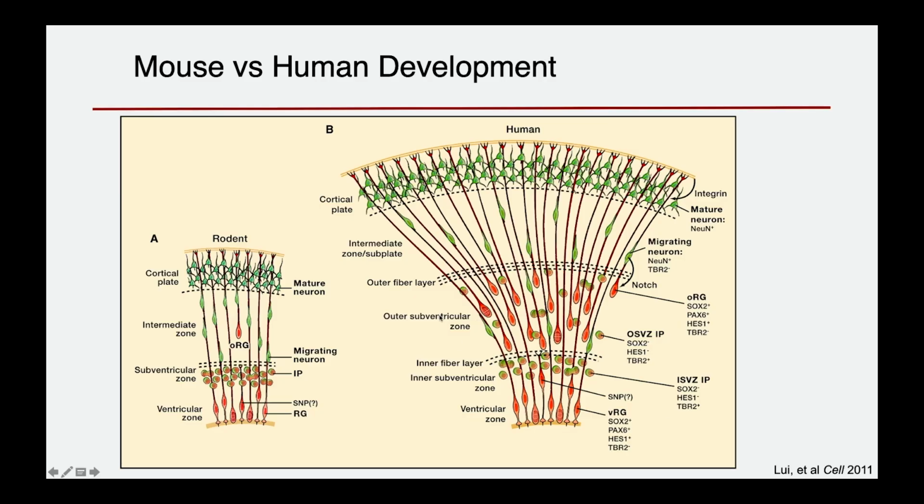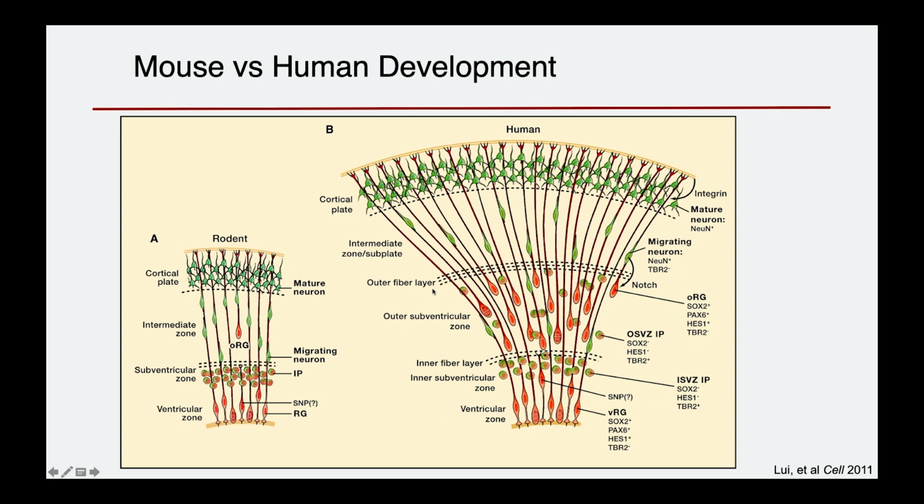Now, this process is generally preserved in mice and other rodents, but there are important differences between rodents and humans. One is the existence of this outer subventricular zone, where a lot of work from Arnold's lab, Pashko Rakich's lab, and others have really characterized the cell types and function of this zone, but seems to contribute significantly to the expansion of the cortex compared to that of rodents.